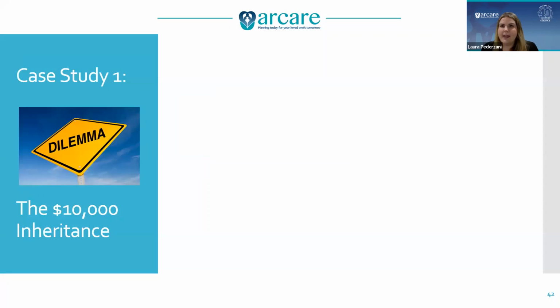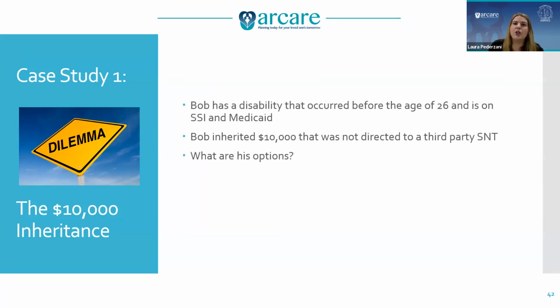So we're going to do a couple case studies here to compare and contrast some ABLE and special needs trust scenarios. So this is the $10,000 inheritance dilemma. Bob has a disability that occurred before age 26 and is on SSI and Medicaid. He inherited $10,000 that was not directed to a third-party S&T. What are his options?